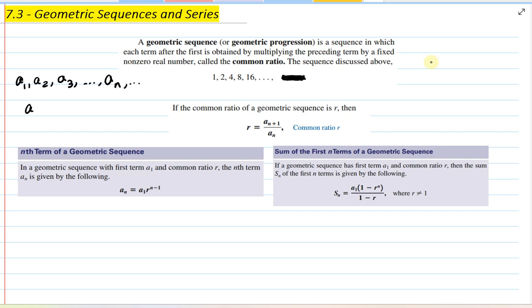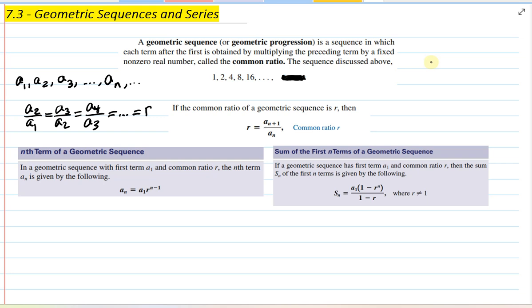So that means if I do A2 over A1, if I do A3 over A2, and it has to be in that order, by the way, not the other way around, so it's not A1 divided by A2, then A4 over A3, and so on. All of these will give you the same ratio. Ratio because we're dividing, so we call that a ratio. It's just like a fraction. We call it a ratio.